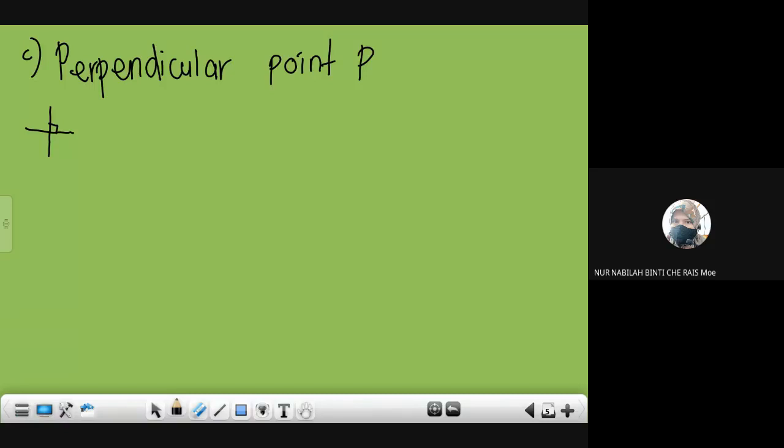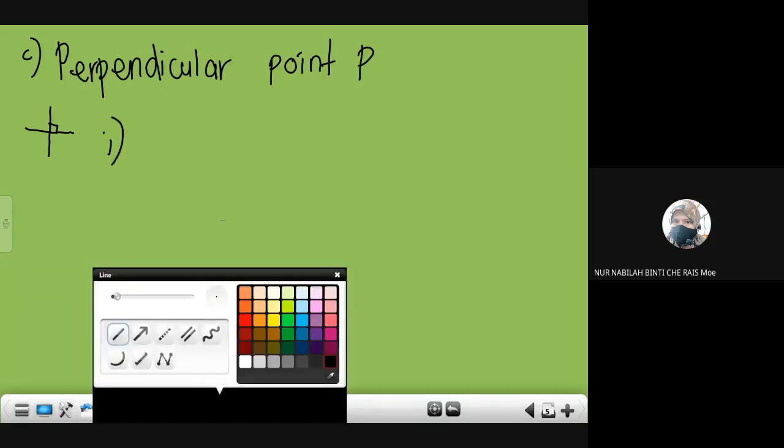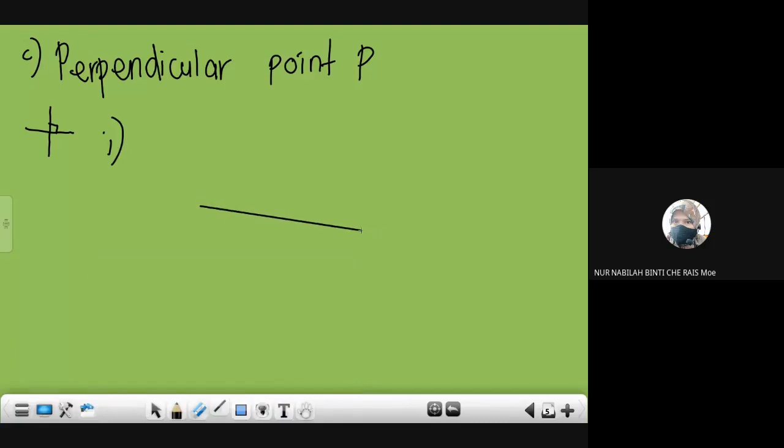So if you look at this one, your diagram should be like this. This is your D, and this is your E. And then you have a point here, this is point P. For this case, because we want to construct a line facing point P, your line should be like this, perpendicular to this line.